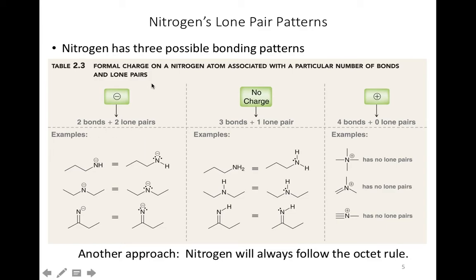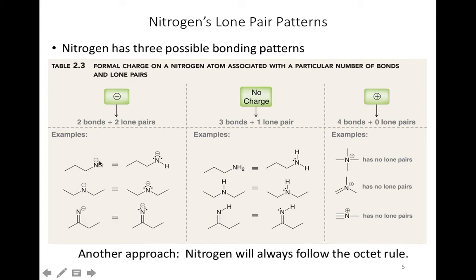All right, for nitrogen, again, we can recognize these patterns. When nitrogen is neutral, it will always have 3 bonds and 1 lone pair. These guys are all neutral, right? So when they draw this, they're not showing me the lone pairs, but I know nitrogen is neutral, so it must have the one lone pair there. When nitrogen is negative, it's always going to have 2 bonds and 2 lone pairs.